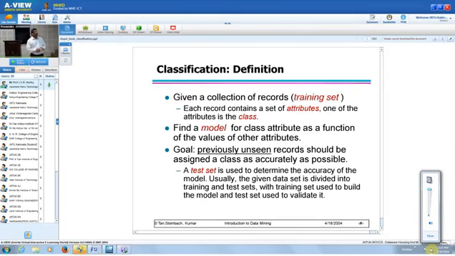Previously unseen records should be assigned a class as accurately as possible. That is the goal of your task. Do you agree? Because that's what I told you. A test set is used to determine the accuracy of the model. Usually the given data set is divided into training and test sets. With the training set, you build the model, and the test set is used to evaluate it. Got my point? So that is how it is.